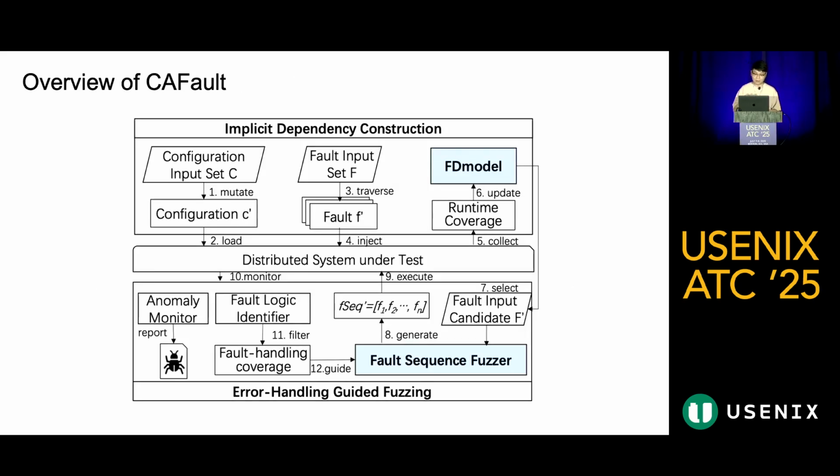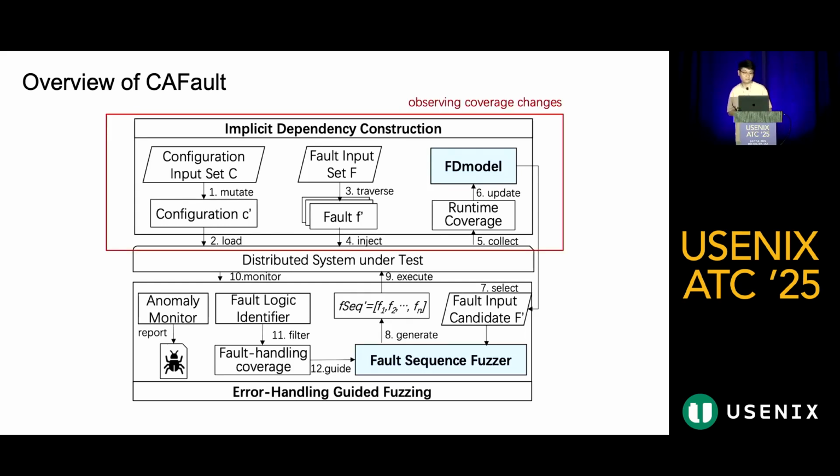To overcome these two challenges, we propose CAFault, a configuration-aware fault injection technique, a testing framework for enhancing existing fault injection techniques by generating plenty of fault-dependent configurations. Here is the overview of CAFault. It contains two main processes: the fault dependency construction process and the fault handling guided fuzzing process.